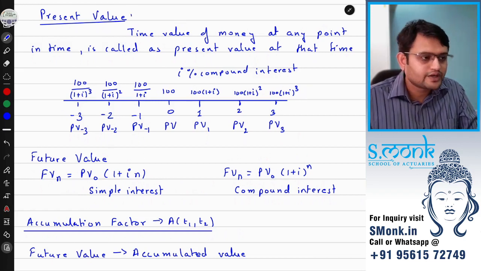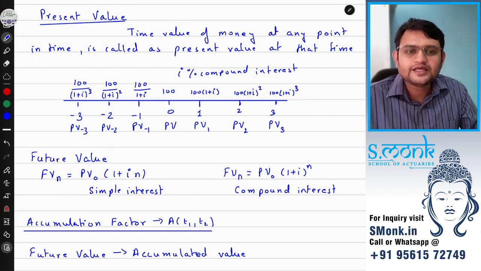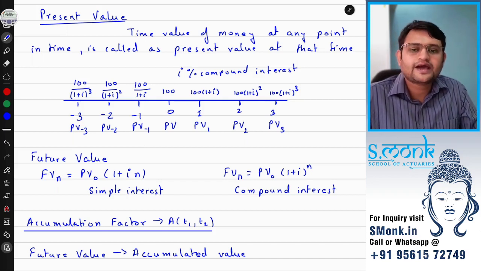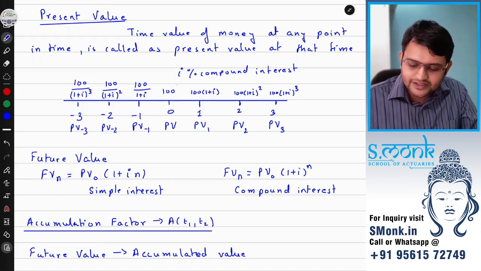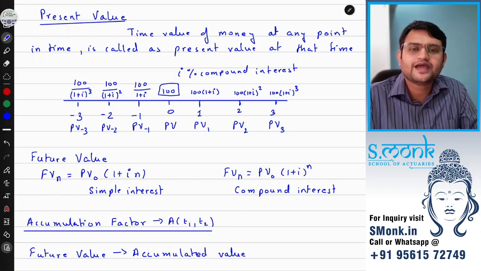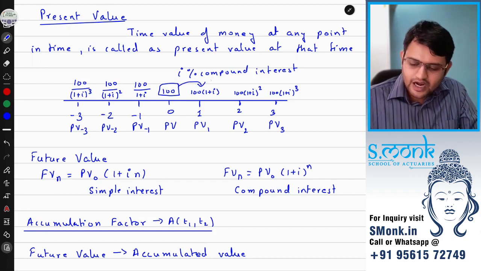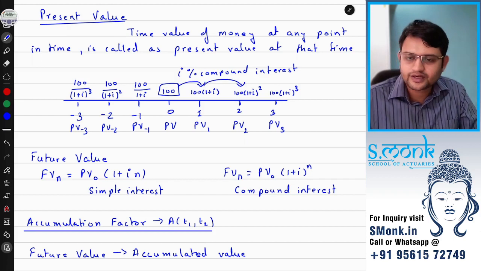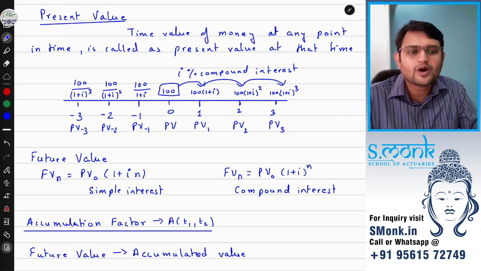So first we talked about the present value. Present value is nothing but the time value of money at any point in time. Then the value will be called the present value at that time. So we said let's assume I have 100 rupees. I got salary as 100 rupees today, and I invest it immediately in a bank account. Okay. So then after 1 year, I will have 100 into (1 + i). After 2 years, I will have 100 into (1 + i)^2. After 3 years, I will have 100 into (1 + i)^3. This is the amount that I will have.